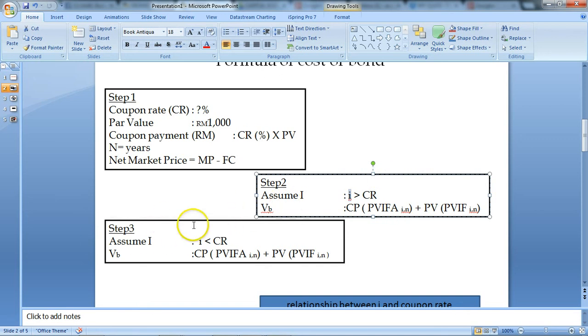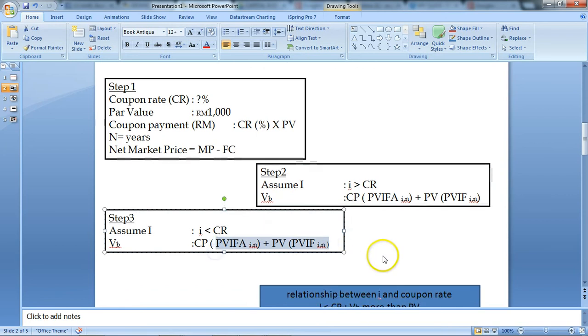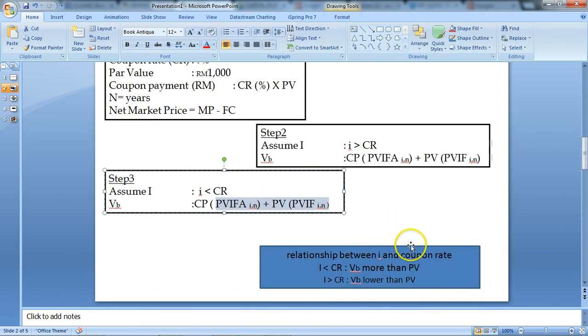Your step 3 is you must assume your I lower than the coupon rate. So this is the formula. To check your answer, if you assume I is lower than the coupon rate, your answer must be higher than par value, which is 1000. If I is more than CR, your value of bond will be lower than par value, lower than 1000.